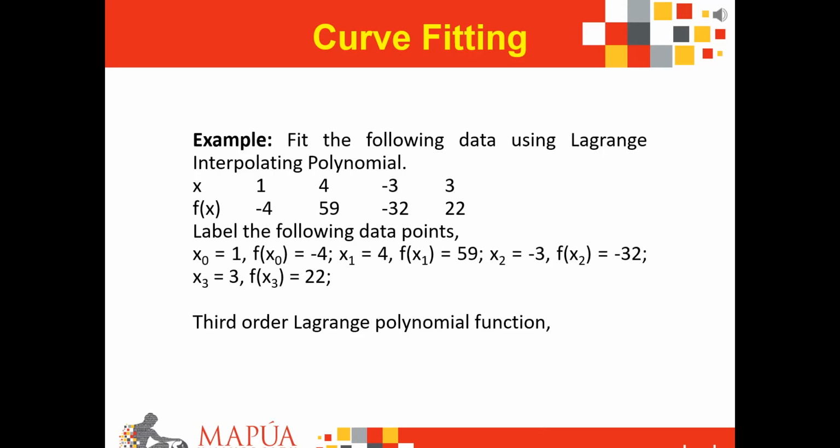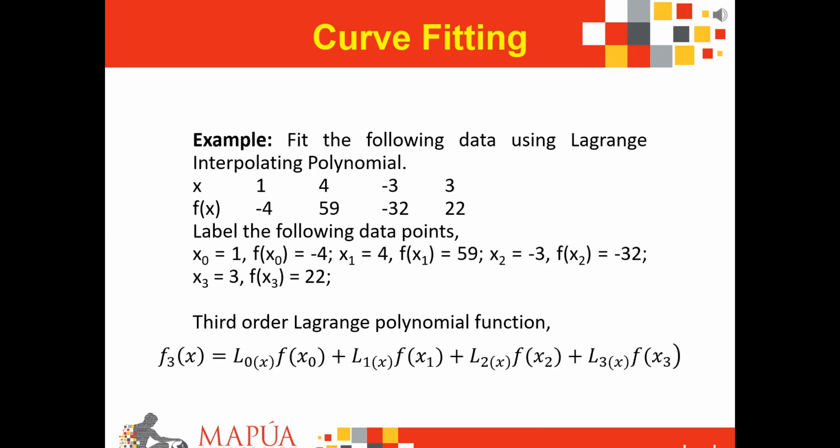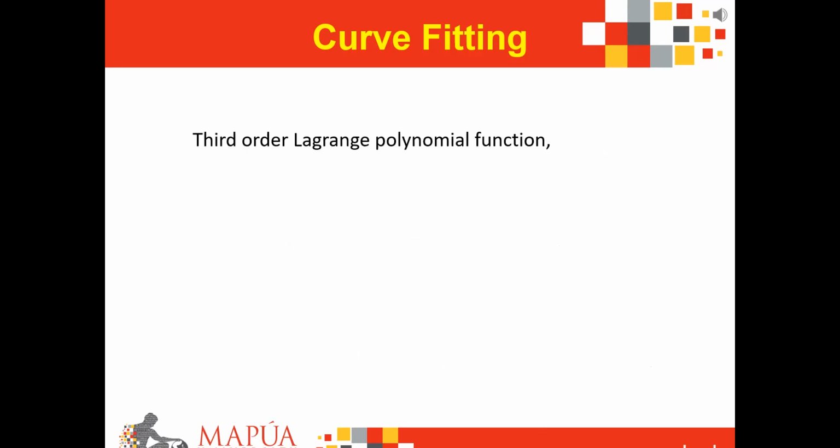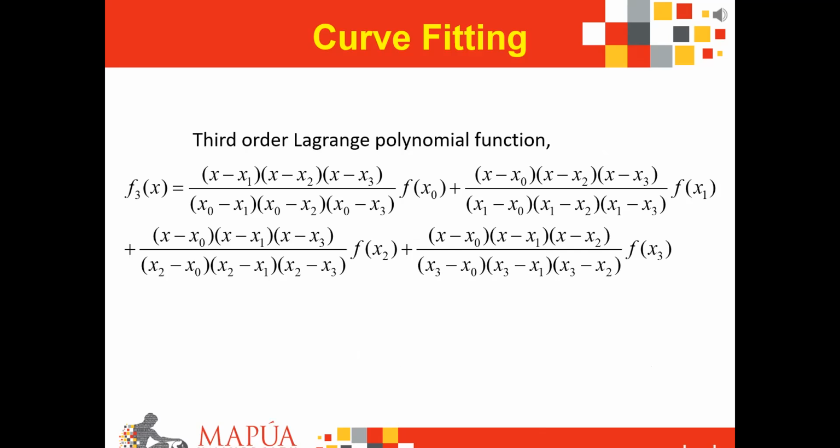Therefore, we expect a third order Lagrange interpolating polynomial function with an expanded version of your cubic function to be L0 of x multiplied with fx0, L1 of x multiplied with fx1, L2 of x multiplied with fx2, and L3 of x multiplied with fx3. So when we evaluate for your given function, the expanded version of your Lagrange term L0 of x would simply mean this term, which is x minus x1 times x minus x2 times x minus x3 all over x0 minus x1 times x0 minus x2 times x0 minus x3, multiplied to your fx0.